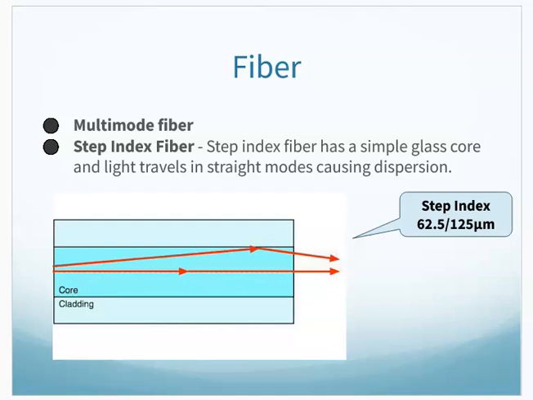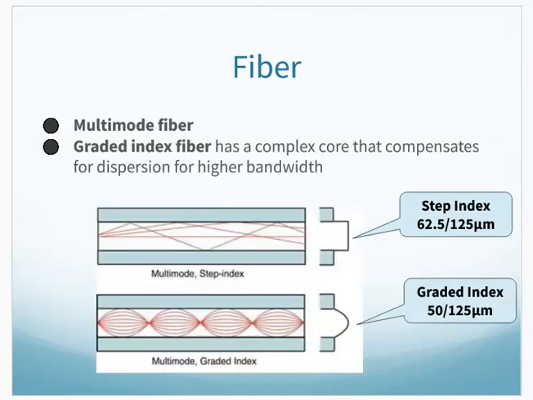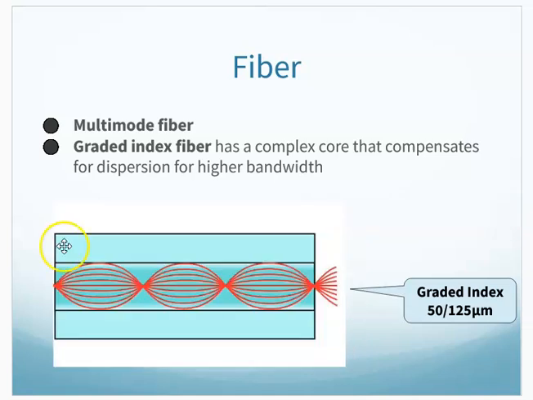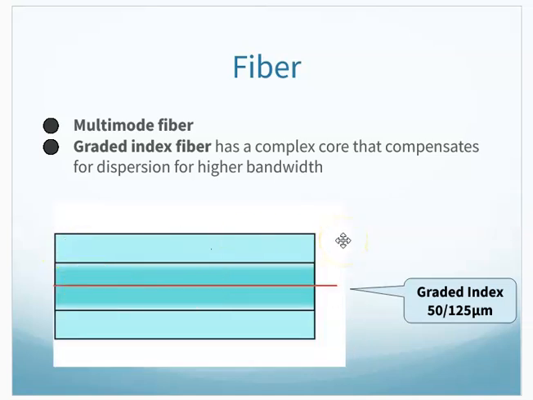That's your 62.5. Meanwhile, the graded index is going to bend the light back into the fiber, a lot more gentle on the way it's sending the modes of light down the fiber. And that is your 50/125. 50/125, that's your graded index.